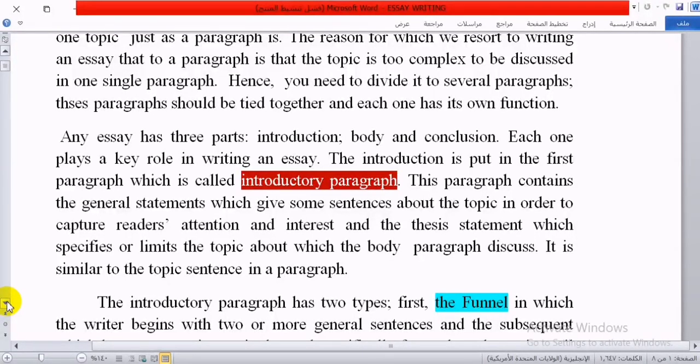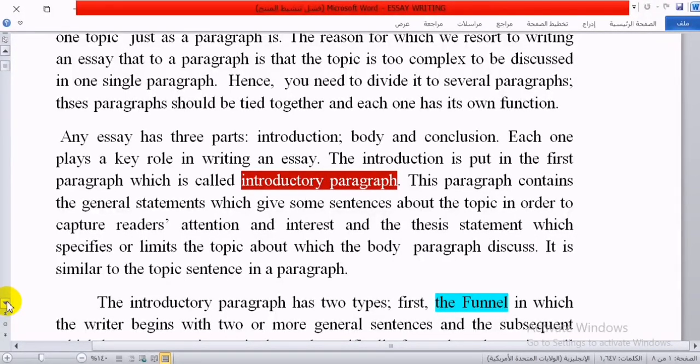The difference between the two is that the general statements precede the thesis statement, because they introduce the main topic. They give some sentences about the topic, and they capture readers' attention and interest. So they are sentences that initiate certain ideas leading to the thesis statement.